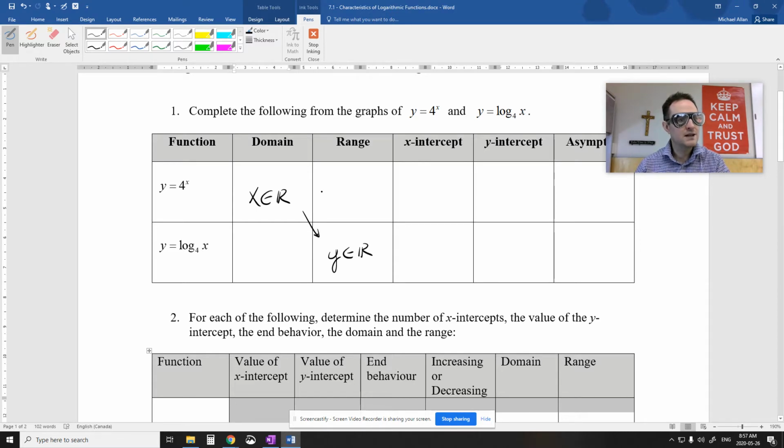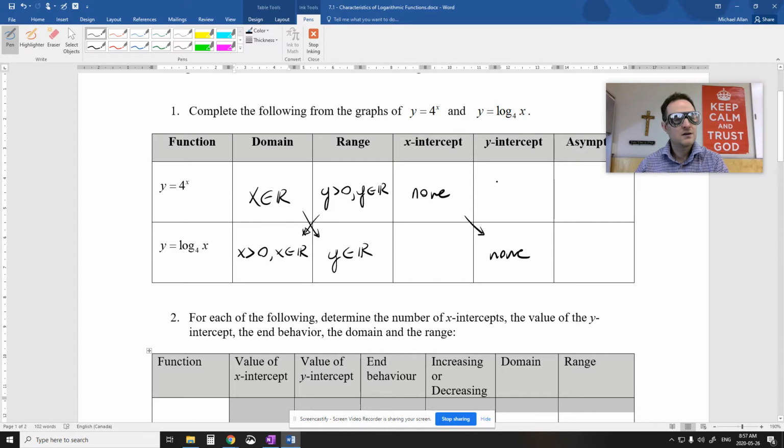The range of an exponential is y is greater than 0. And because of that, the domain of a log graph is x is greater than 0. So again, they switched the x's and y's. There are no x-intercepts for the exponential. Therefore, there are no y-intercepts in a log graph.